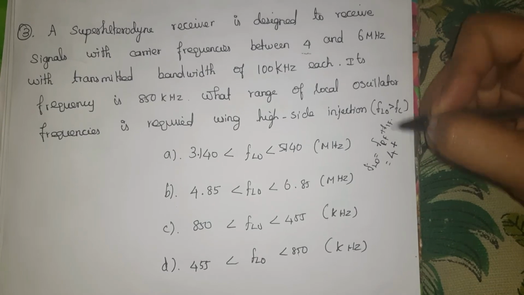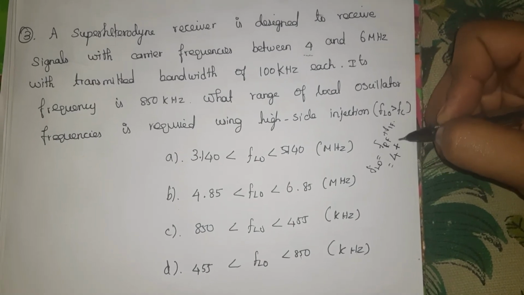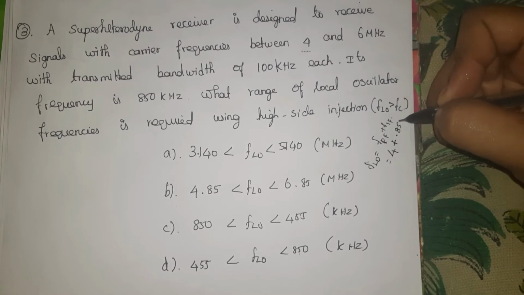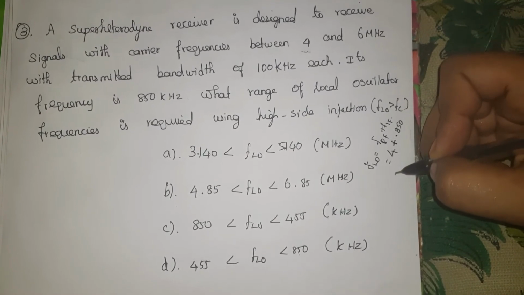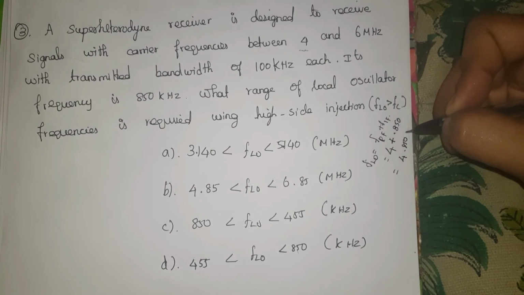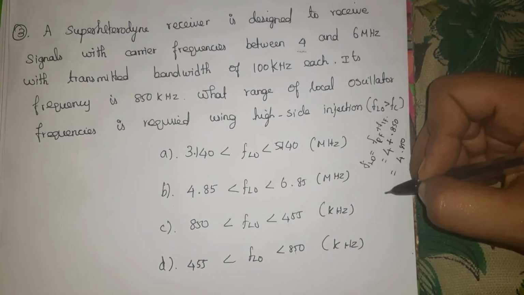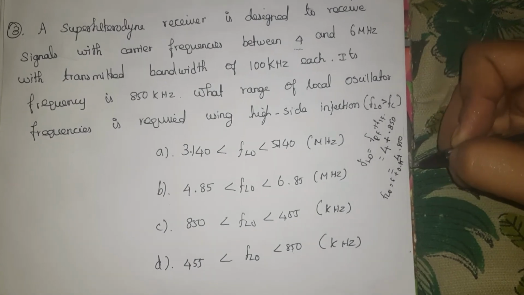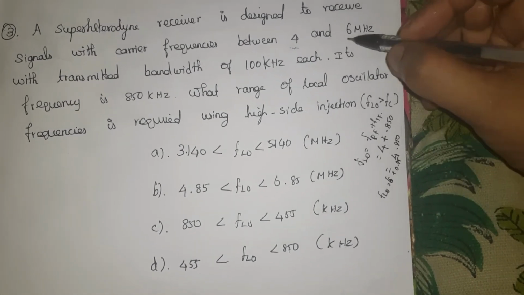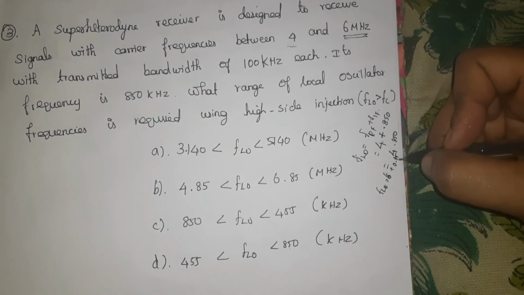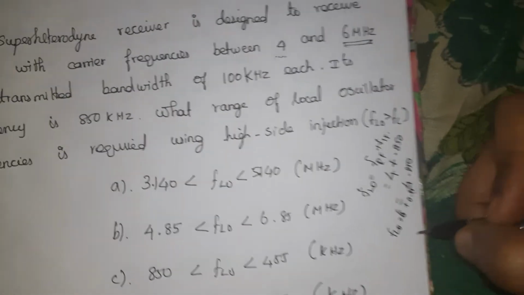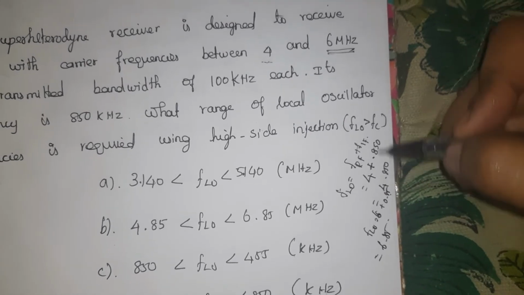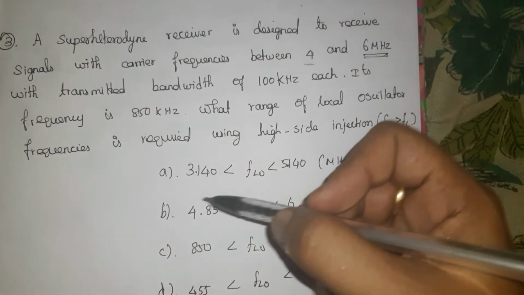So converting this 850 kHz to megahertz, we will get 0.850. Adding this we will get 4.850. Similarly, FLO for 6 megahertz we will get 6 plus 0.85. So adding this we will get 6.85, and both are in the megahertz range. So here the answer is B.